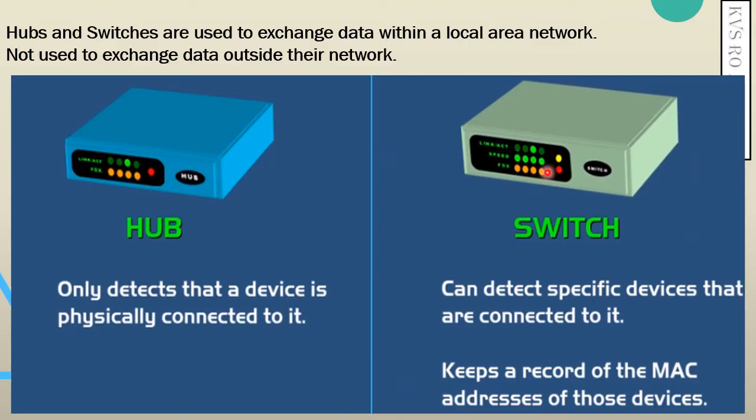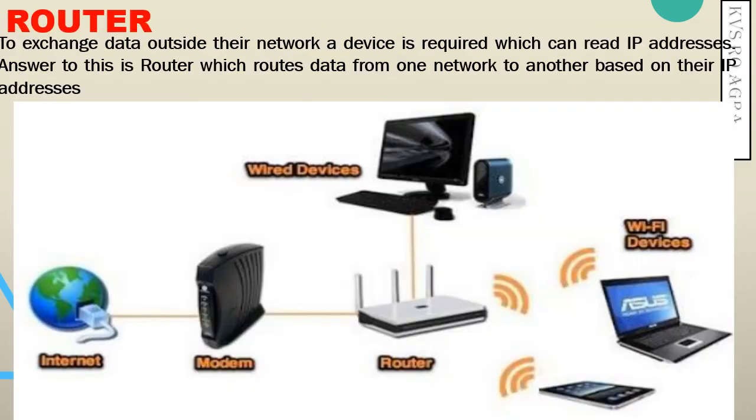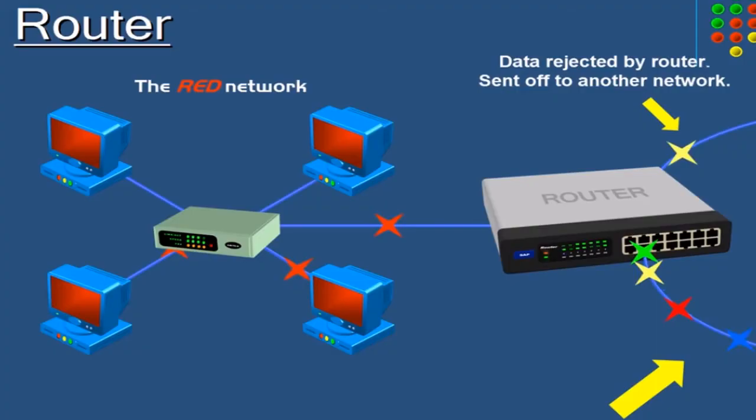Hubs and switches are used to exchange data within a local area network. They are used to make a local area network, and then to exchange data outside a network we need another device that is called a router. A router, as shown here, is connecting this network to an external network, say the internet, through this modem. This router works on IP addresses.